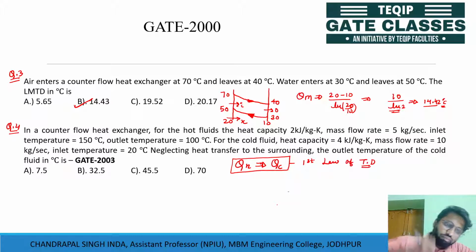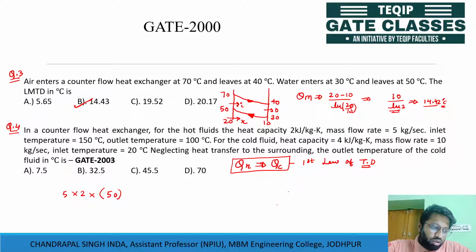thermodynamics, and we will have mass flow rate multiplied by specific heat into temperature difference, and that is 50 degrees centigrade. So it is required to put all the values in SI units, but here that is a temperature difference, so it is not required to convert these terms into Kelvin.